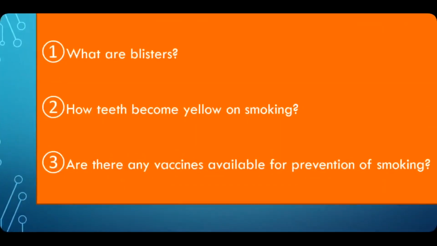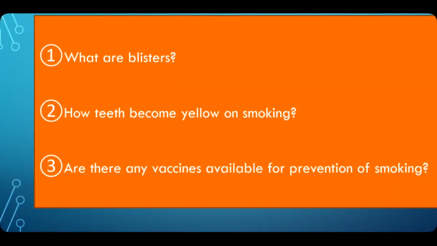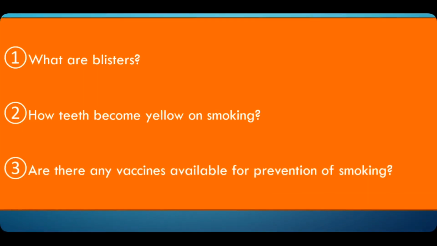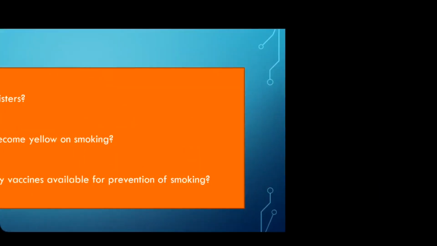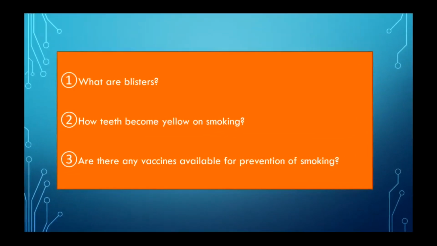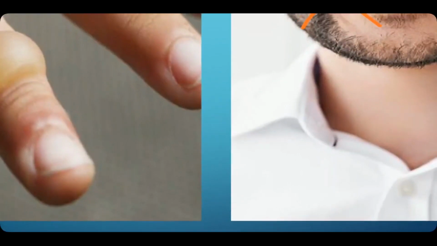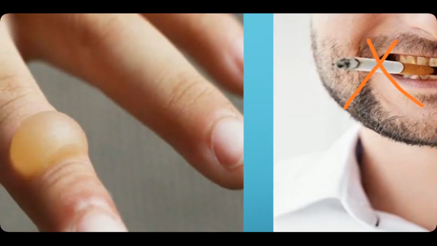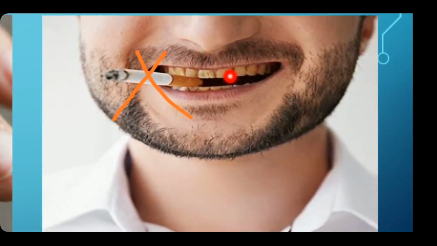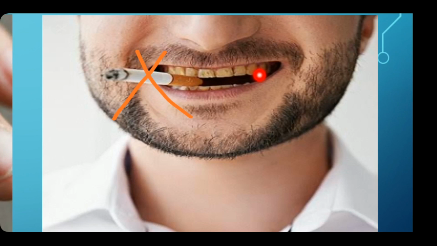The next question is, how do teeth become yellow on smoking? Yes, the teeth become yellow on smoking. Let me show you a picture. See his teeth, they get yellow. That is caused by staining, by nicotine, as tobacco has its own stain or color, which it leaves while smoking.